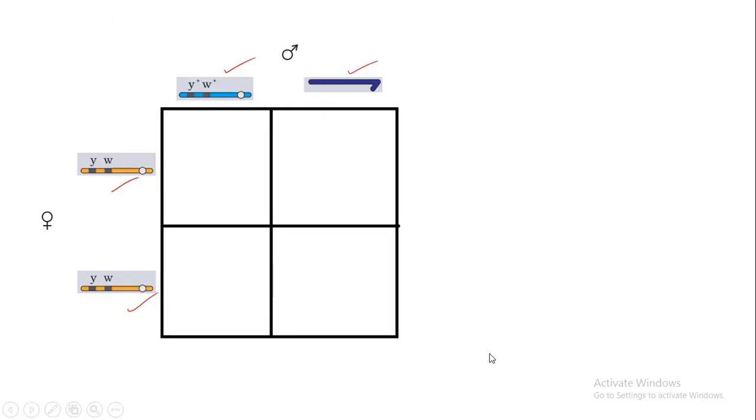Okay, so let's see. When I cross this one and this one, I am going to get Y plus and W plus, wild type one, and Y and W mutant one. So what type of phenotype can I observe here? It will be brown. Y plus is there, so this is brown body, and W plus is there, so this is red eye.